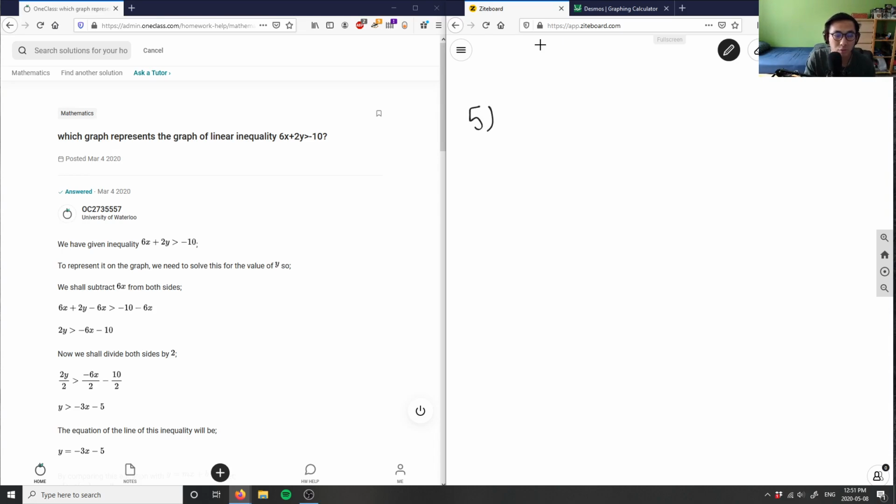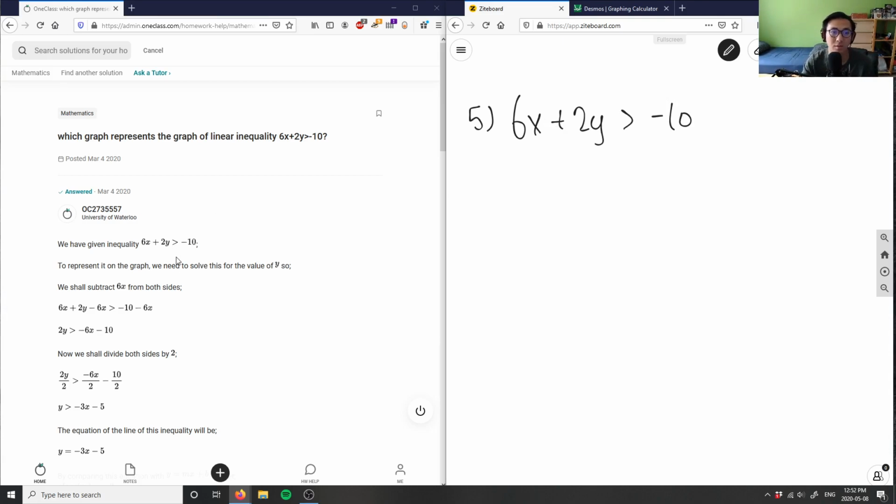So it says here, which represents the graph of the linear inequality. I'm not given a graph here, so they didn't really attach a file. Maybe what I can do is graph it for you. That might be a bit better. So this is 6x plus 2y is greater than negative 10 here, right? And as you can see, they gave you the solution here.